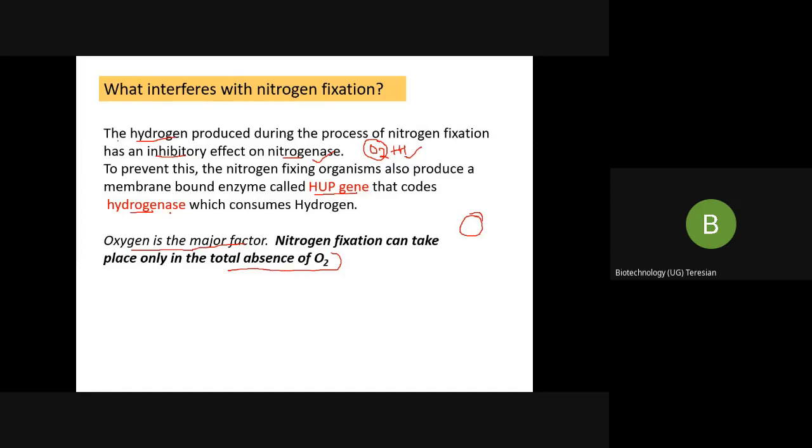What is the gene of this enzyme? It is the hup gene. So I have the hup gene here, which is going to produce what? It is going to produce an enzyme or a protein called the hydrogenase. And what is the function of this hydrogenase enzyme? It is going to remove the hydrogen. That is the function. So another caution you have to take is that oxygen is the major factor that inhibits the nitrogen fixation.